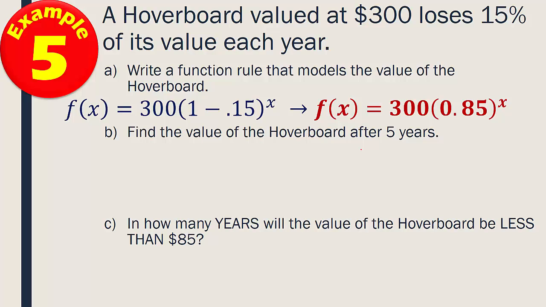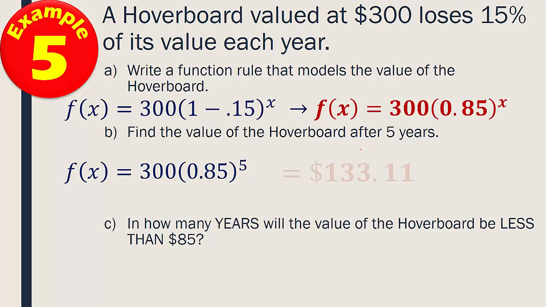It says find the value of the hoverboard after 5 years. So all we have to do is plug in 5 for our x value, because that's for time, which will give us $133.11. And then how many years will the value of the hoverboard be less than 85?